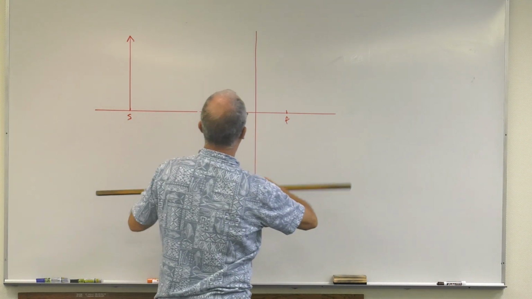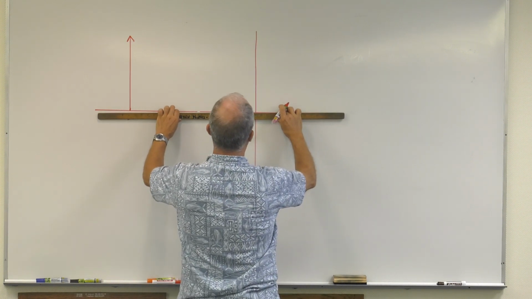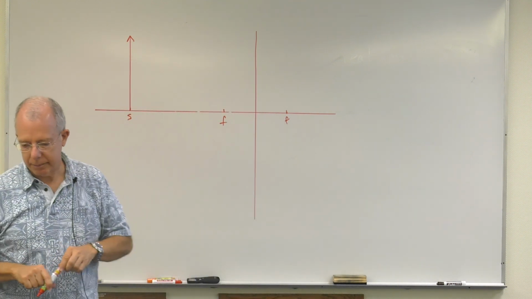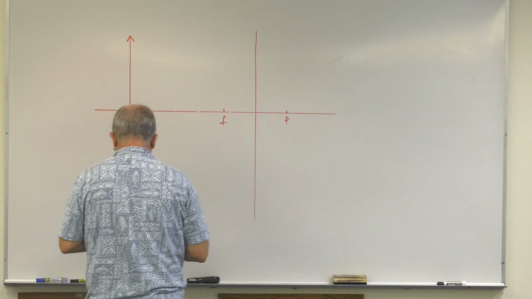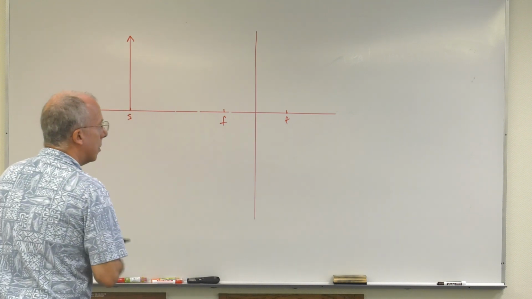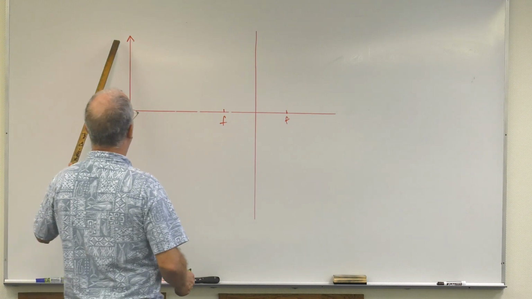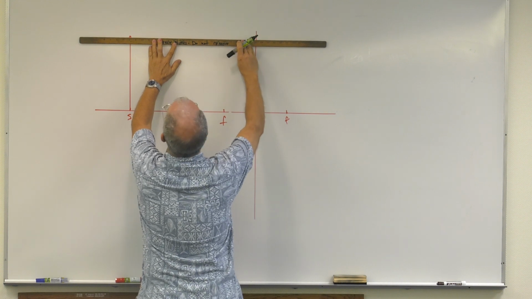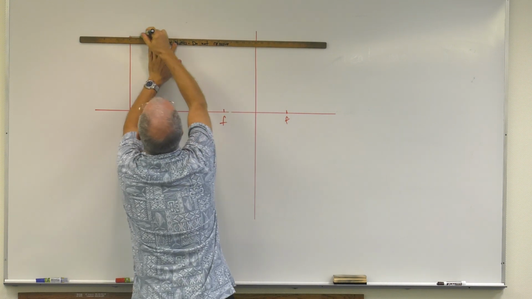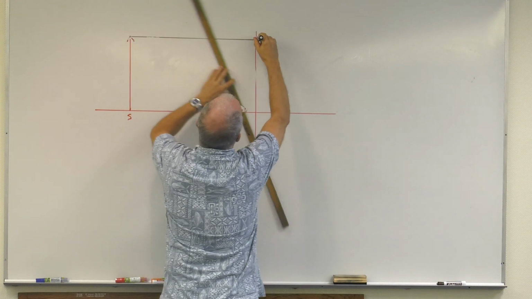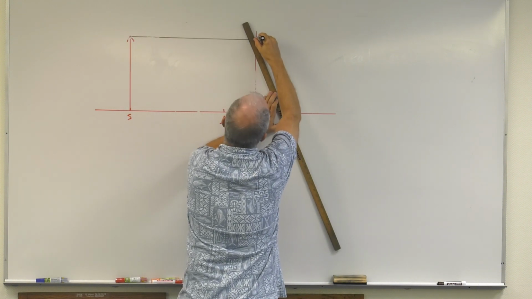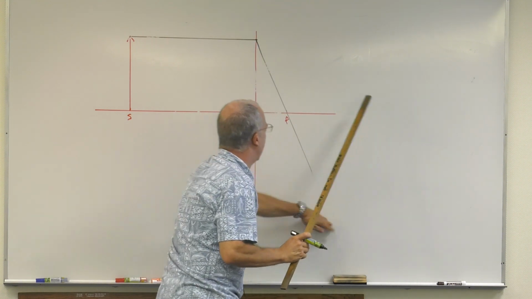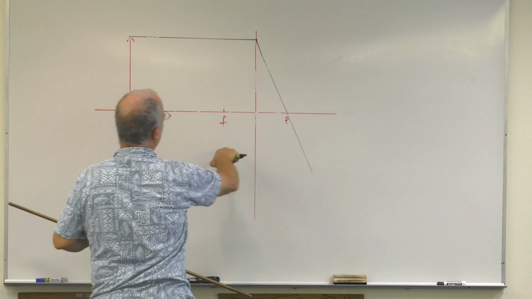All right. So first ray, number 1, parallel in, focal out. Parallel in, focal out. Okay, second one, focal in, parallel out.